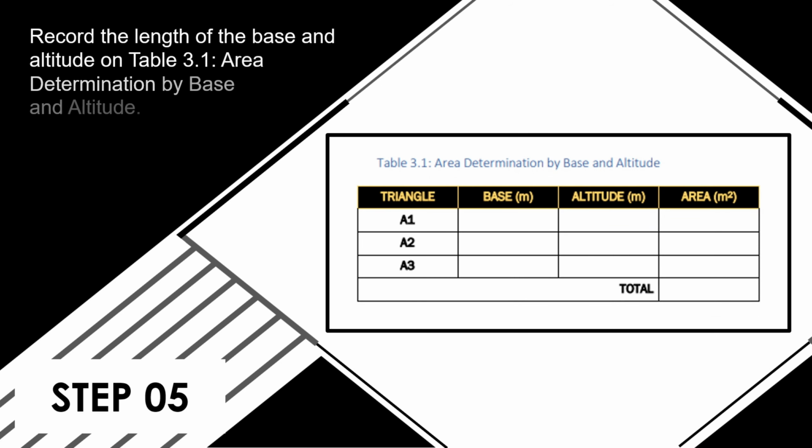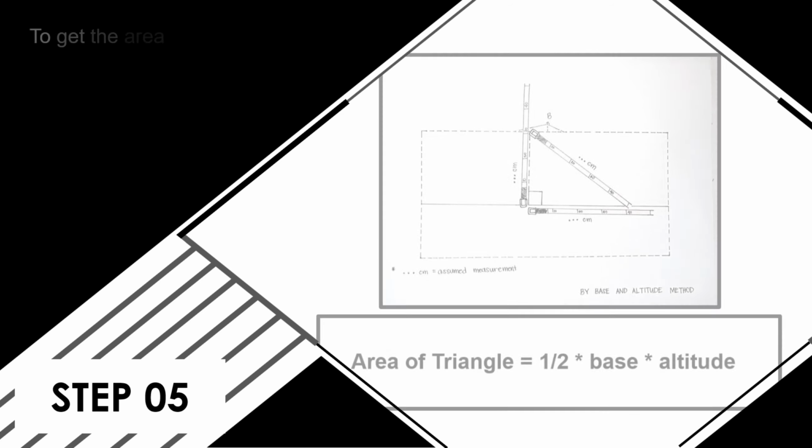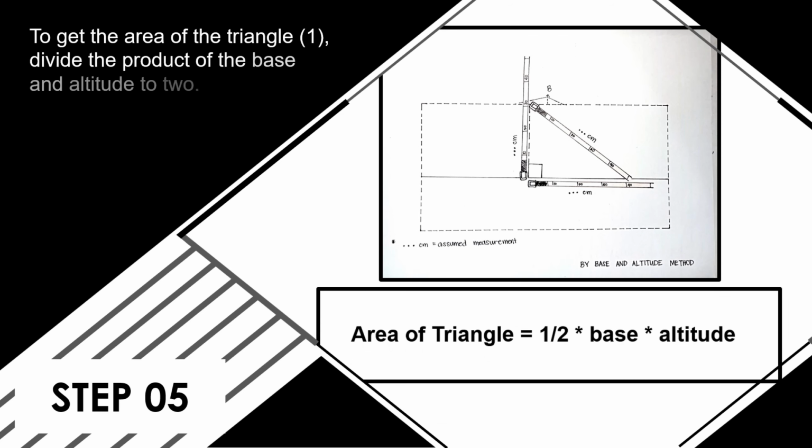Step 5. Record the length of the base and altitude on Table 3.1, area determination by base and altitude. To get the area of the triangle, divide the product of the base and altitude by 2.